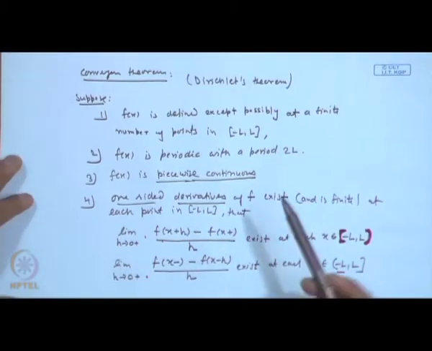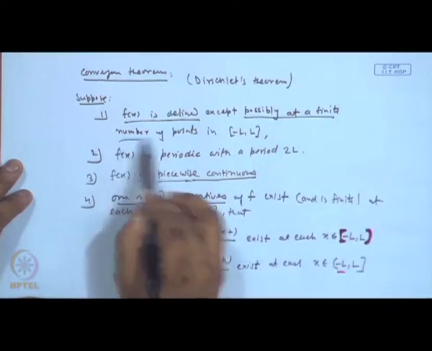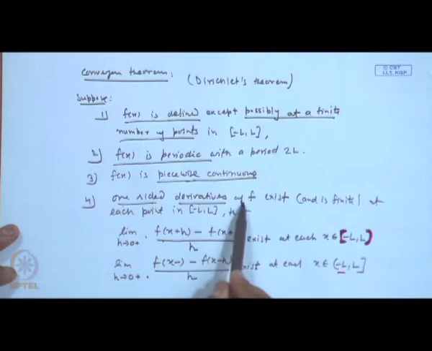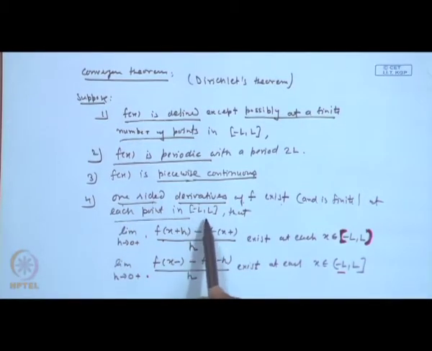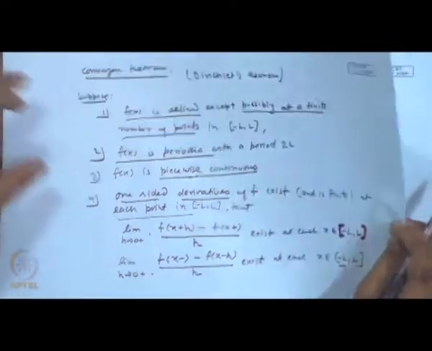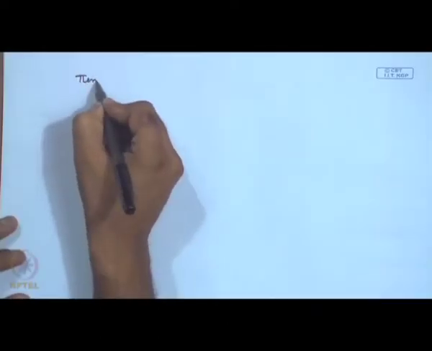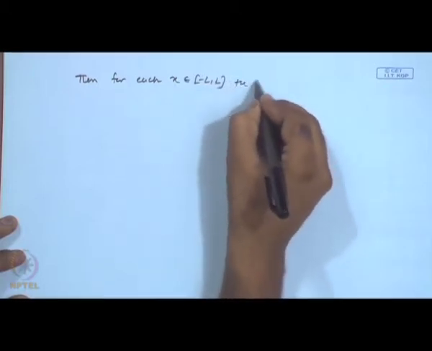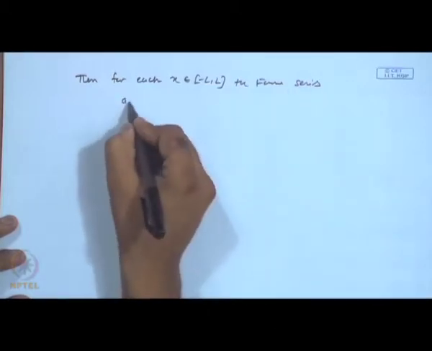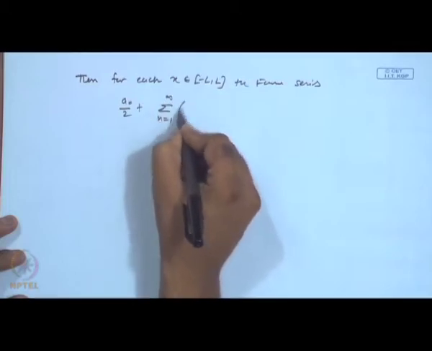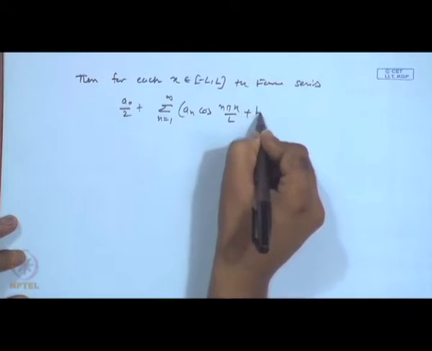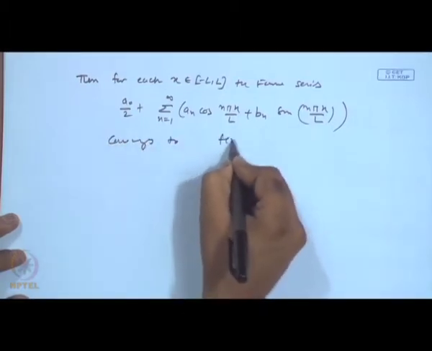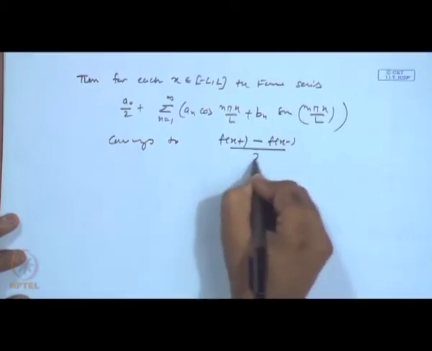So, these are the conditions: f(x) is defined except possibly at a finite number of points, f(x) is periodic, piecewise continuous, and these one-sided derivatives of f exist at each point in minus L to L. If these conditions are satisfied, and these are the sufficient conditions for the convergence, then for each x in minus L to L, the Fourier series a naught by 2 plus sum n equals 1 to infinity of a n cos(n pi x over L) plus b n sin(n pi x over L) converges to f(x plus) plus f(x minus) divided by 2, the average value.